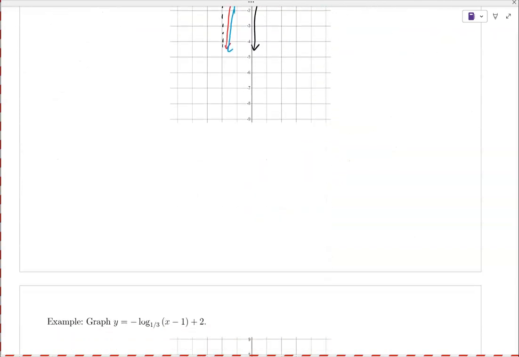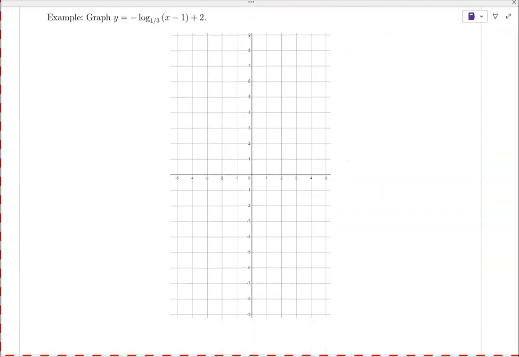So what happens in the next one? What are we going to use for our base graph here? Our base graph will be y equals log base 1/3 of x. So is that going to go up or down? Because? Not because of the negative. I was just looking for the base graph. Yeah, it's less than 1, right? The base is less than 1, so that tells me it's decreasing, right? So it's going to go this way.